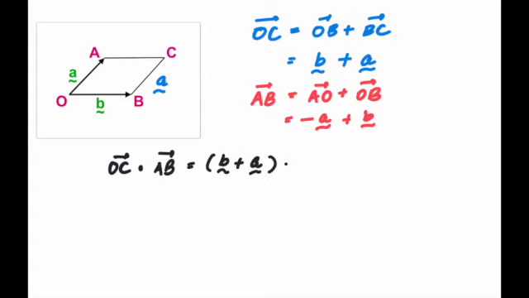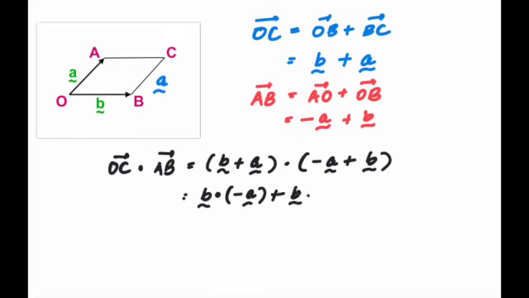So I'll write our vector equations for OC and for AB, and we can expand these brackets like we do in algebra. So maintaining the dot product, it's B dot negative A for the first terms, and then the outer terms of the bracket are B dot B, and then the inside terms are A dot negative A, and then the last terms of the bracket gives us A dot B.